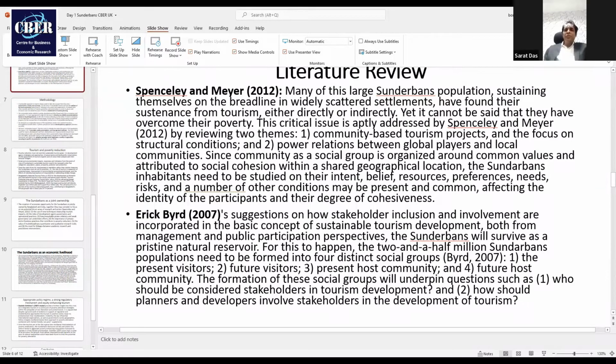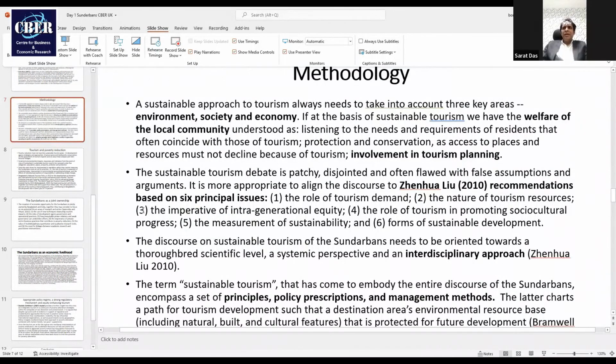The other part is the methodology. In the methodology, the focus primarily is that we would be able to take into account not only the environment, but also the society and the economy at large. Because you cannot operate in a silo mode only talking about environment. That environment comes with its own baggage of society and economy, and each would have its own demand on the way the Sundarban needs to be maintained as a sustainable tourism project.